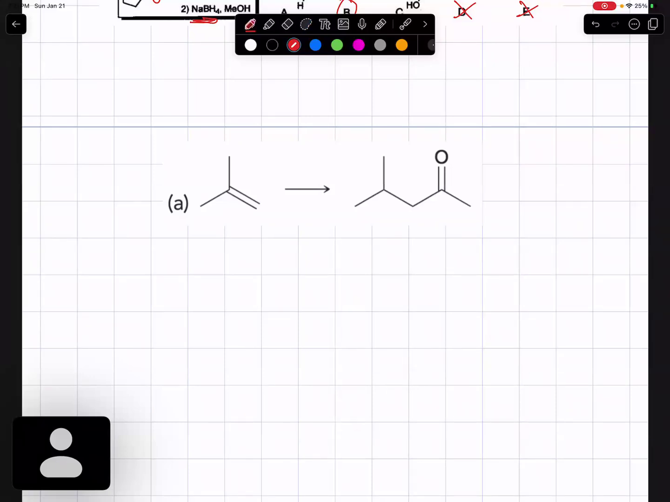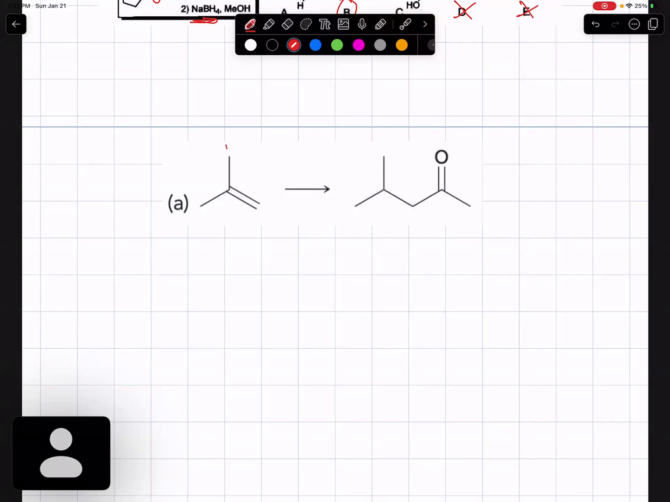What are we making? We're making a ketone, right? How are we gonna make that ketone? What's our first step? Notice that we're adding carbons, right? We're adding carbons. Okay, cool. How many carbons are we adding?